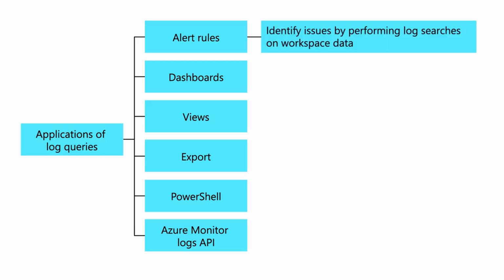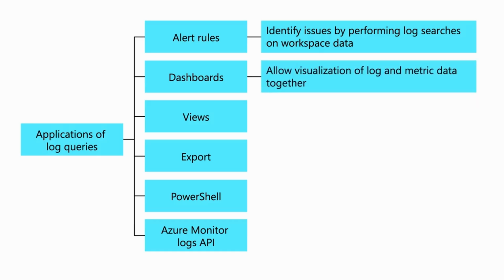Alert rules proactively identify issues by performing log searches on the data in your workspace. Alert rules automatically run log searches at regular intervals, and the results are inspected to determine if an alert should be triggered. Dashboards allow you to pin any query results on the Azure dashboard, enabling the visualization of log and metric data together. You can also share these dashboards with other Azure users.